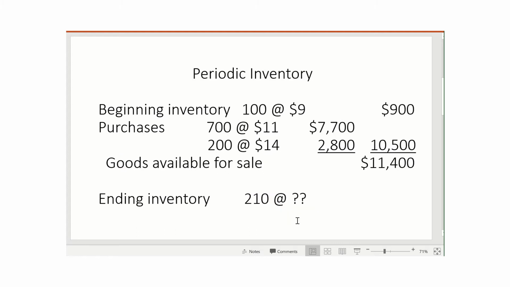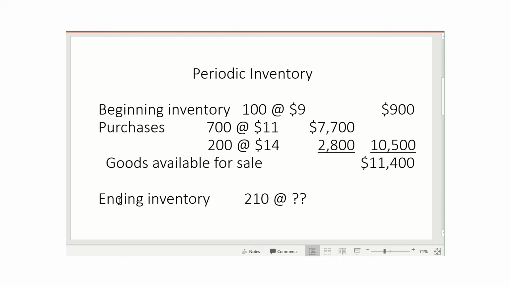So here's the setup for a periodic system. You have a beginning inventory of 100 units that cost $9 each or $900. Where did that come from? Well, it came from last year's balance sheet or probably from a T account, something like that. And then during the year, chronologically, they bought 700 at $11 for $7,700 and 200 at $14 for $2,800. So they bought $10,500, which gave them a total goods available for sale of $11,400. No matter what system they're using, that's the basic setup.